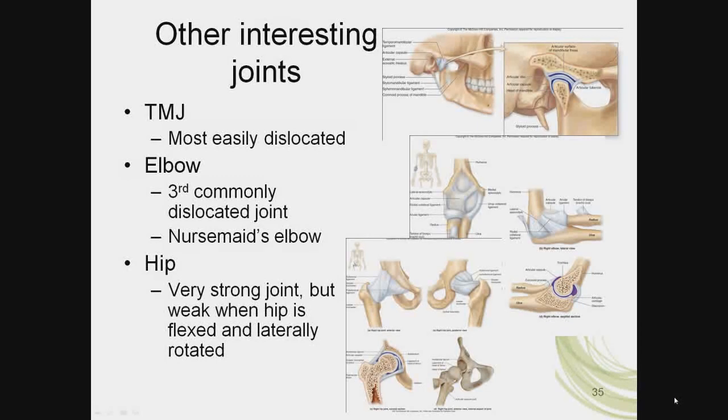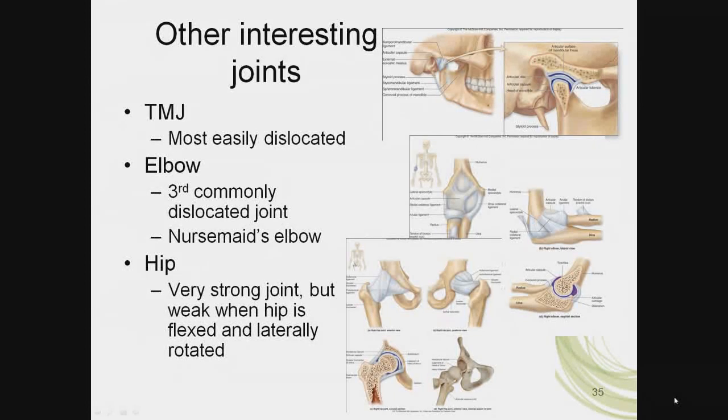A loose articular capsule surrounds the joint and promotes an extensive range of motion. The TMJ is poorly stabilized, and thus a forceful anterior or lateral movement of the mandible can result in partial or complete dislocation of the mandible. It is the most easily dislocated joint.